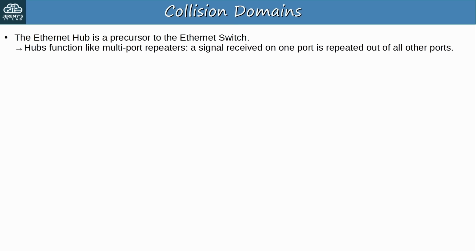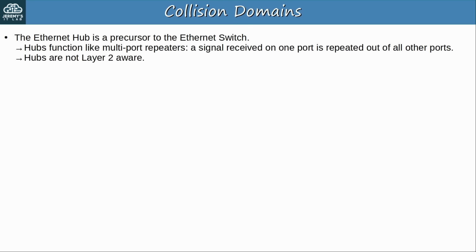Now we'll look at something you'll recognize from CCNA studies. The Ethernet hub is a precursor to the Ethernet switch. It serves a similar purpose as a switch, to connect end hosts to the LAN. But hubs function like multi-port repeaters. A signal received on one port is repeated out of all other ports.